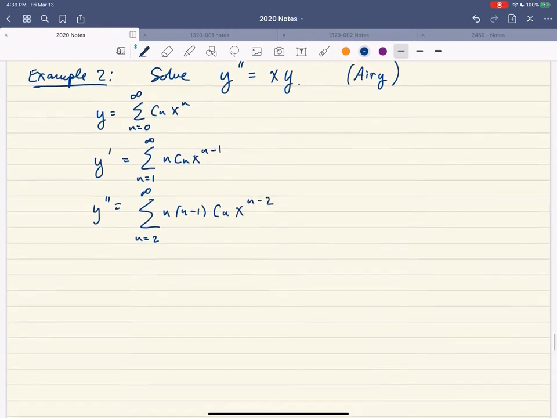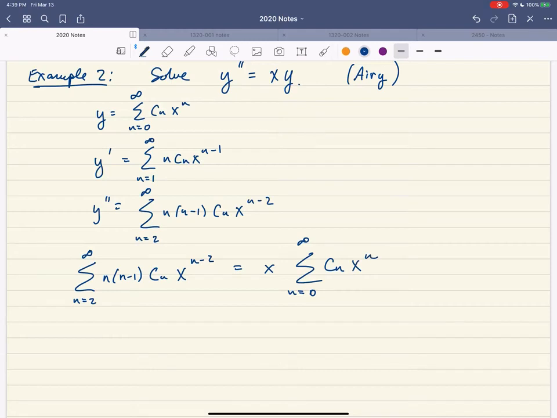And so plugging all these in, we need to look at y double prime. So this is the sum from 2 to infinity, n times n minus 1, c sub n, x to the n minus 2, equals x times y. So this is the sum from 0 to infinity of c sub n x to the n. And we're going to need to do a few things here. All the tricks that we've talked about in our study of these series solutions of differential equations are going to come to bear.